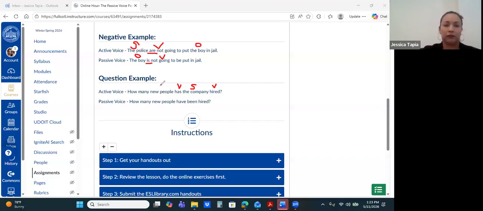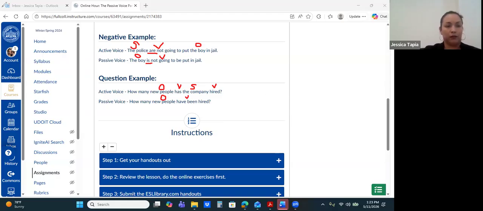And then the object is up front because it's a question. So questions have a different format. So it's not going to be as easy with the questions, but you'll get it. We do lose the subject when we make the passive voice in a question. How many new people have been hired? You could say by the company, right?